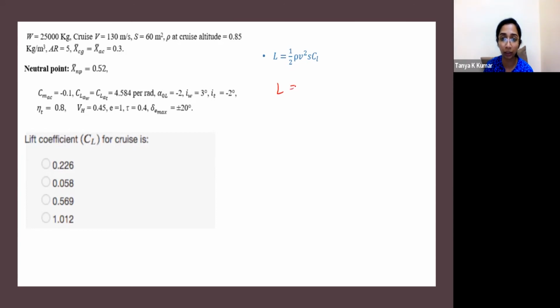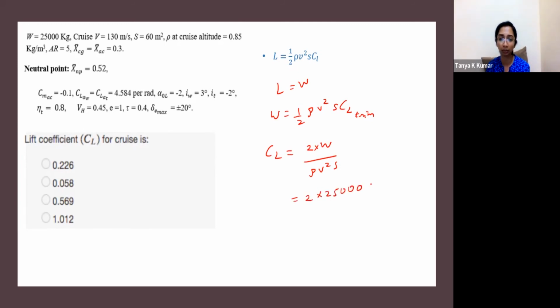At cruise, lift equals weight. So we can take this as weight. So weight equals half rho V square S CL, trim. Cruise is considered to be trim, okay? So that CL would be 2 into weight by rho V square S. That is 2 into 2500, and that is in kgs, so 9.81.